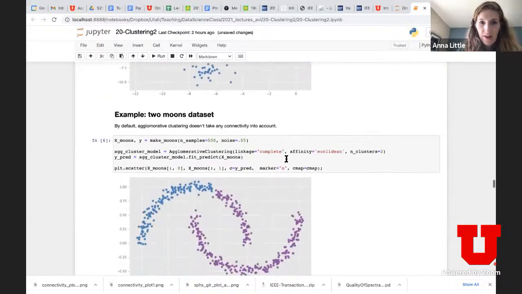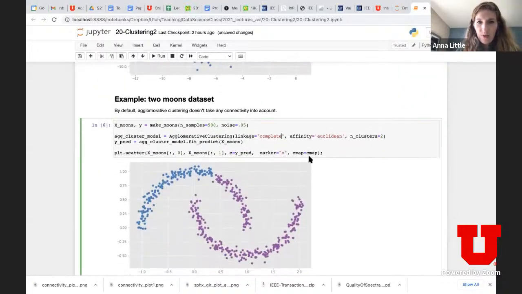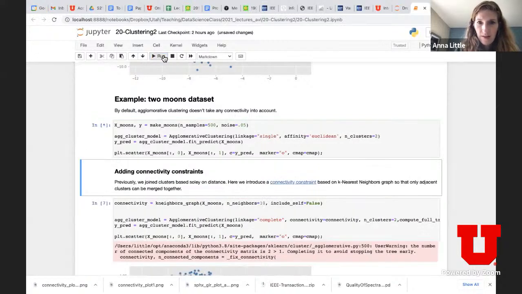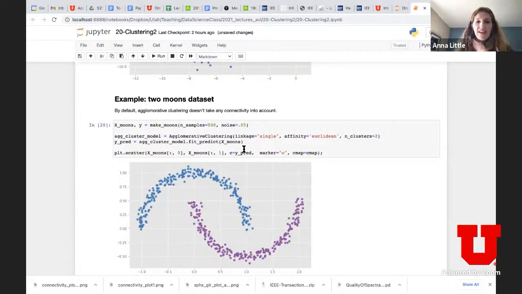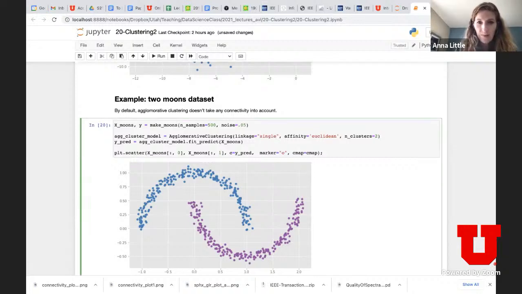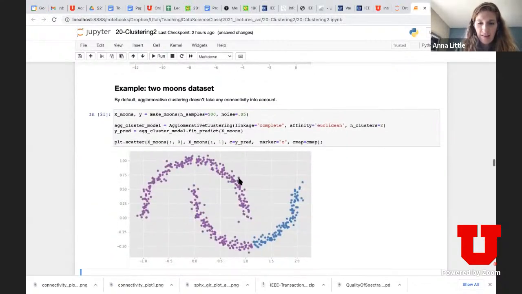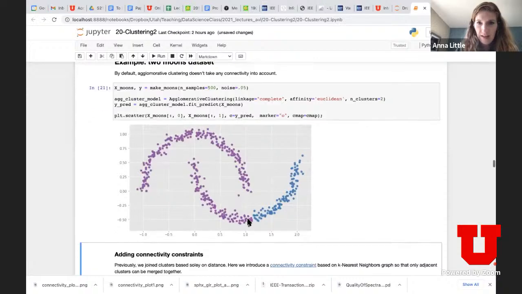Okay, so we were on the 2 moons data set. Now let me try if I do single. There we go. So you can see that single linkage clustering, on the other hand, does really well on this data set, but it has other problems associated with it, so sometimes it's not the best idea. Sometimes it is. Oh yeah, and there's complete.